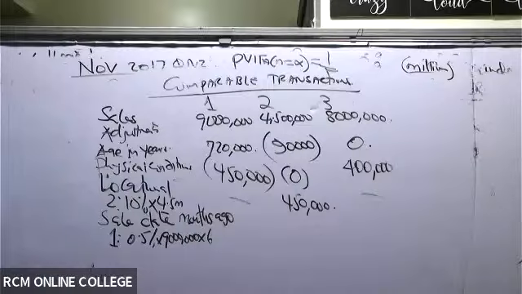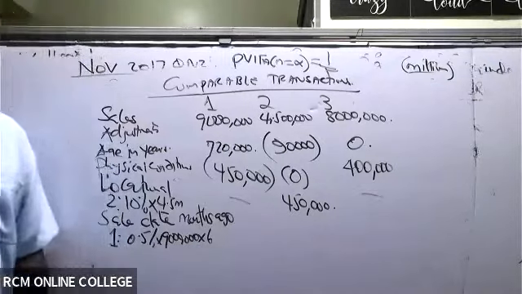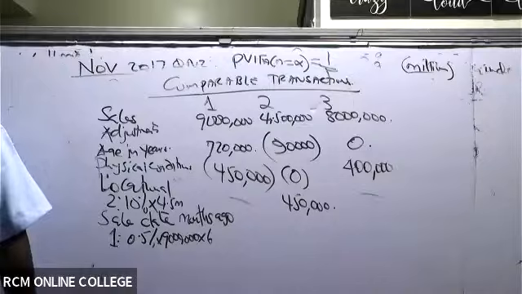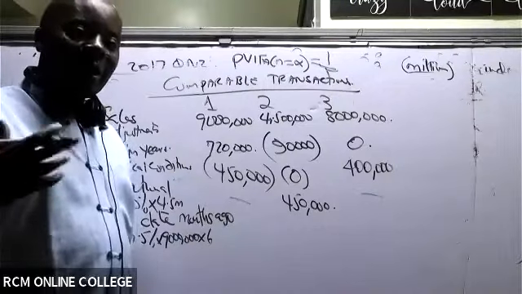Are you able to give me this figure? Property one was sold 6 months ago. 270,000, right? 270,000. And now remember, we are talking about property appreciation.